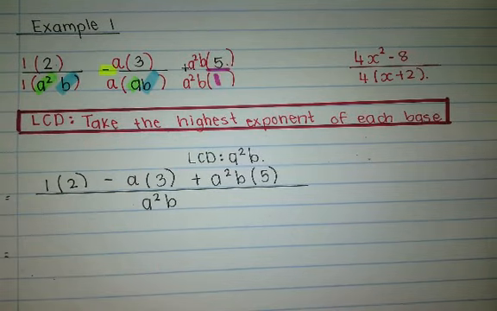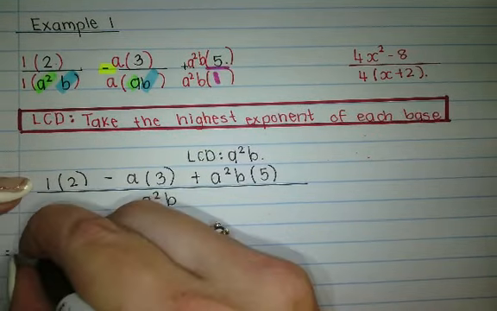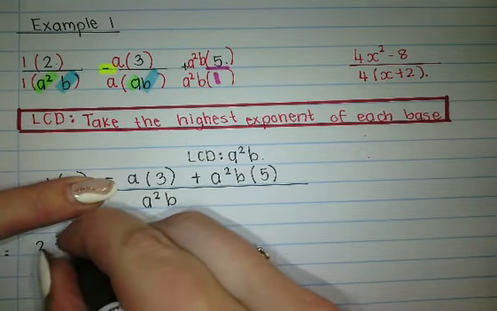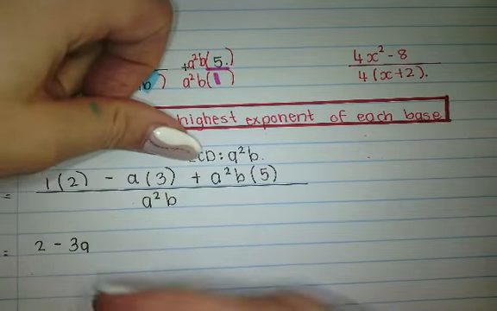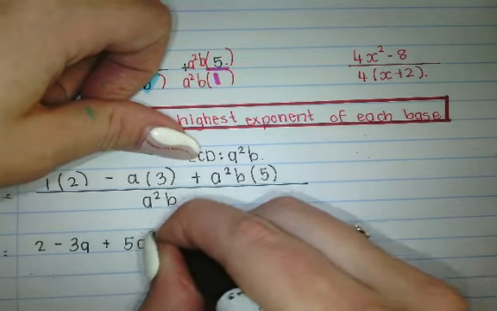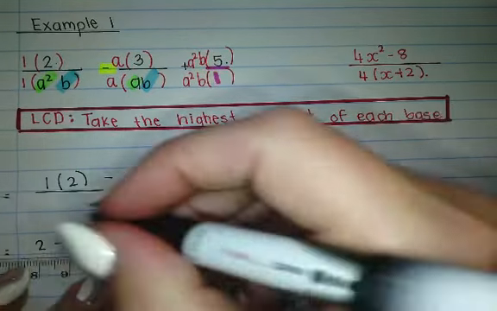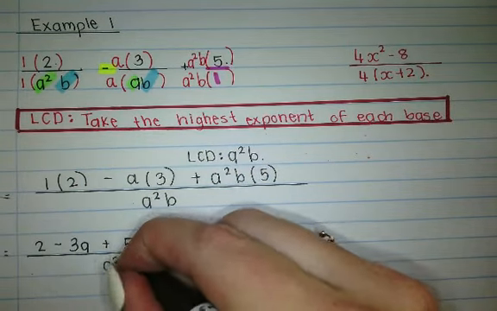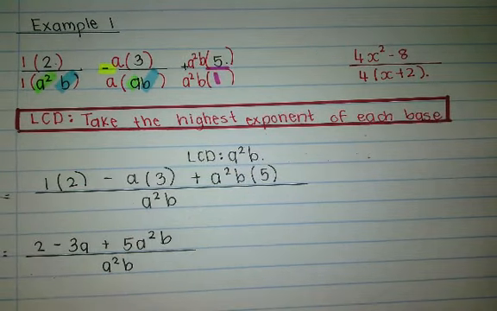Okay, so my final answer, I'm going to skip a line so it's clear for you guys to see, is going to be 2 minus 3a. Are you guys okay? Plus 5a squared b, all divided by a squared b.